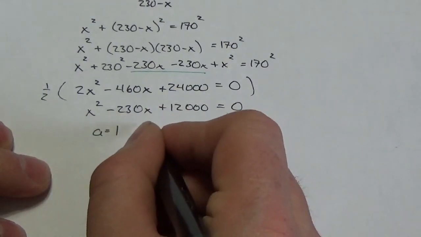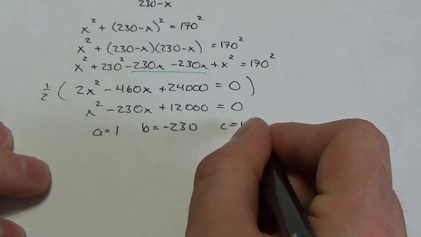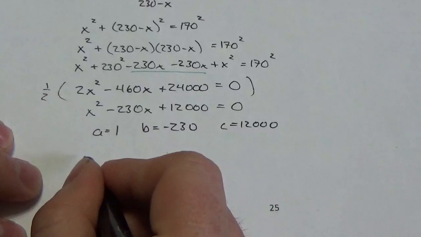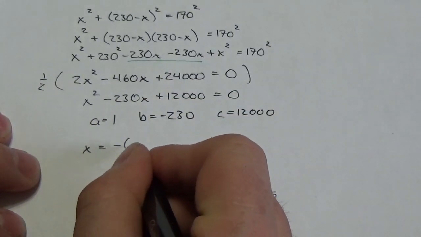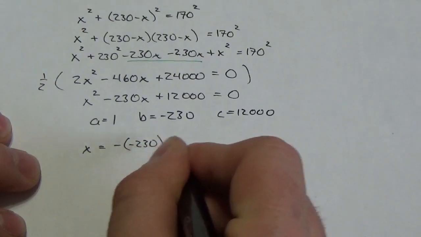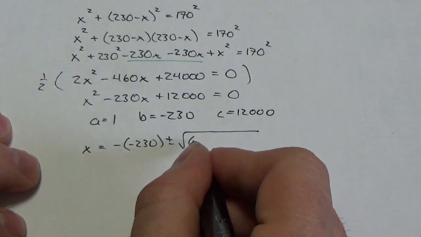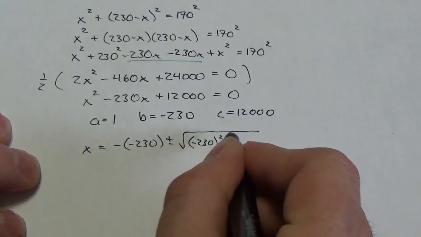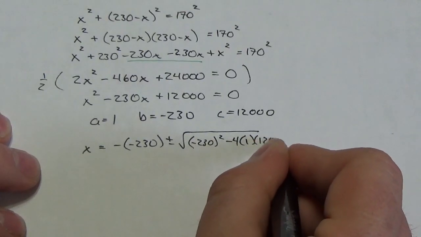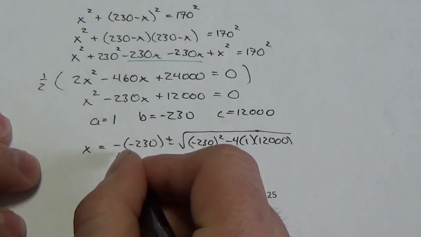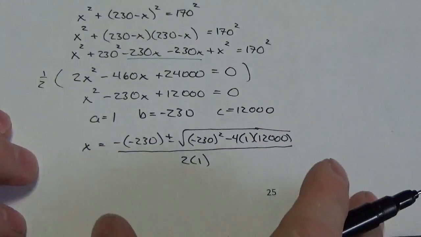A is equal to 1. B is equal to negative 230. C is equal to 12,000. So my x value here is going to be the negative of the b value plus or minus the square root of, now remember, it's in brackets, negative 230 squared minus 4 times a times c, 12,000. And this is all over 2 times 1.